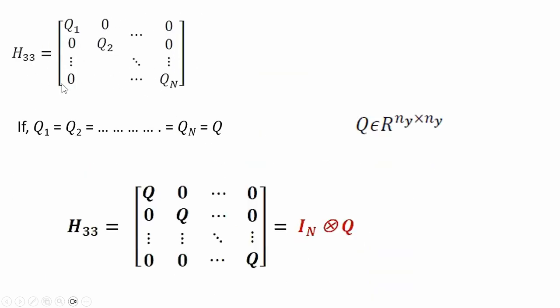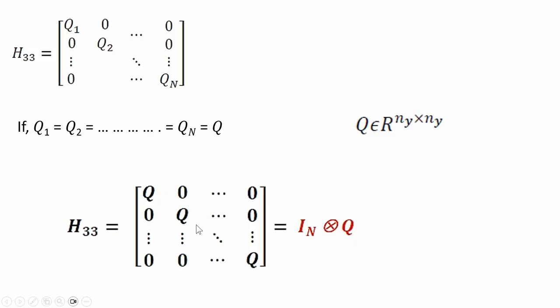In most cases, the weighting matrices Q1, Q2, up to QN are considered to be the same throughout the prediction horizon. And this matrix can be written using the Kronecker product. Because this is a very well-structured matrix, the Q's are on the diagonal and all the rest are zeros, as we have already discussed previously. This structure is similar to the Kronecker product between Q, the weighting matrix, and an identity matrix of size equal to the prediction horizon. If you take the Kronecker product between these two, you will get exactly this matrix. So this is a compact form.